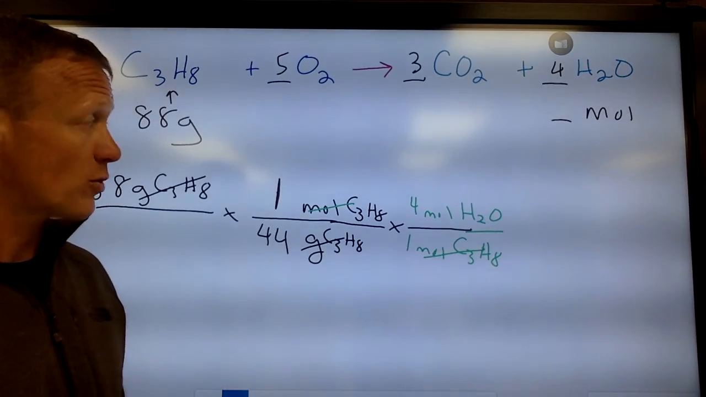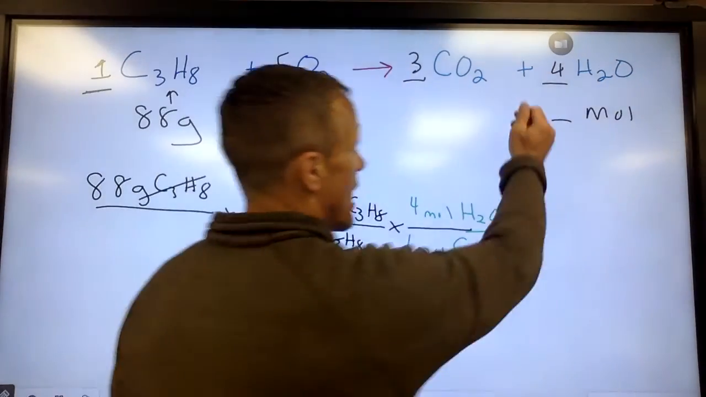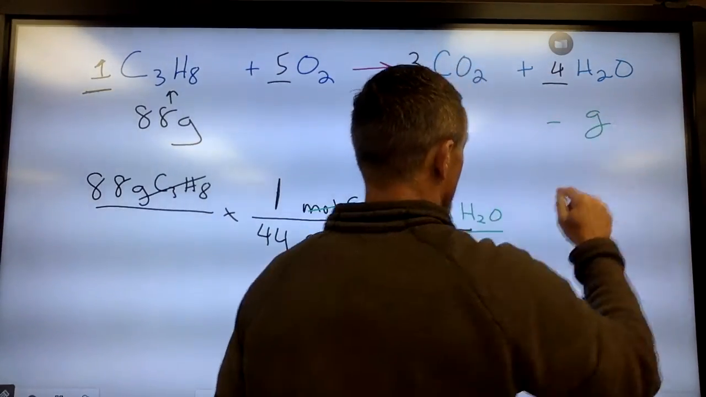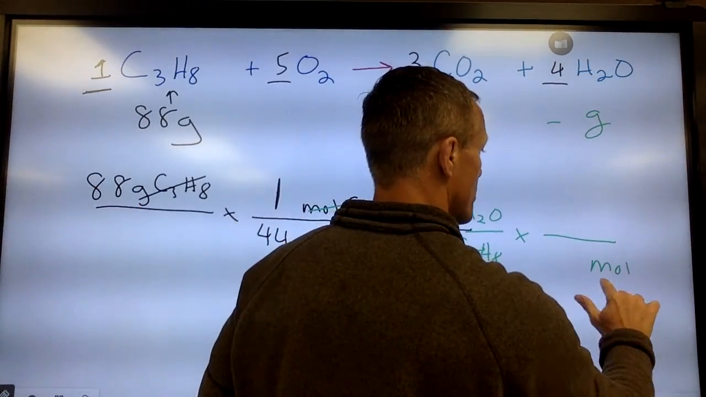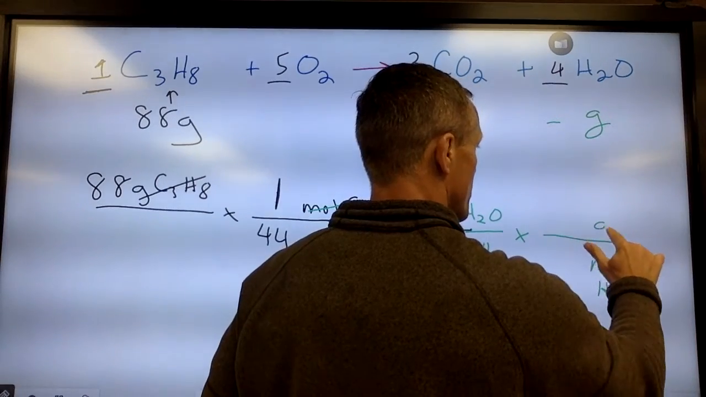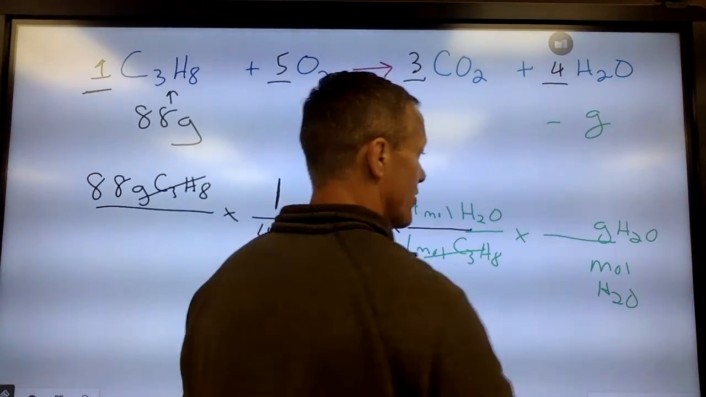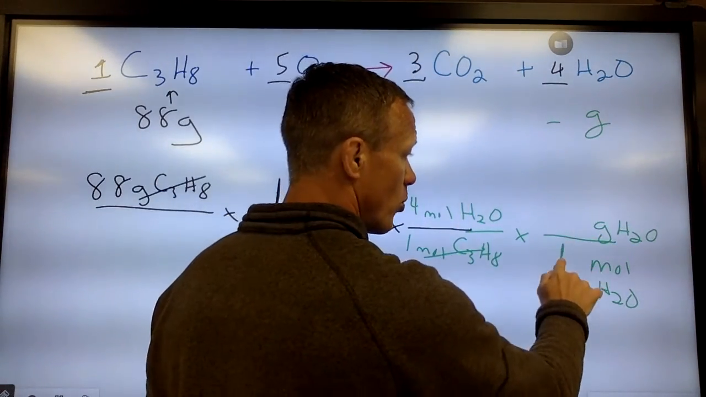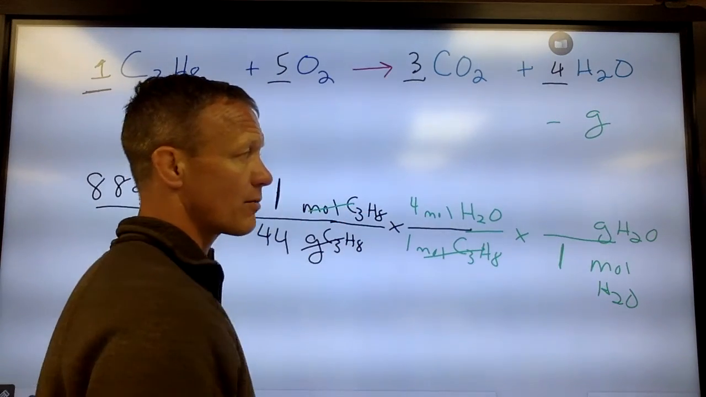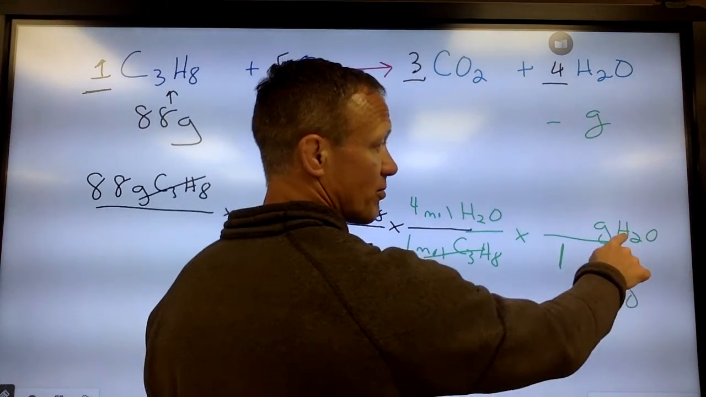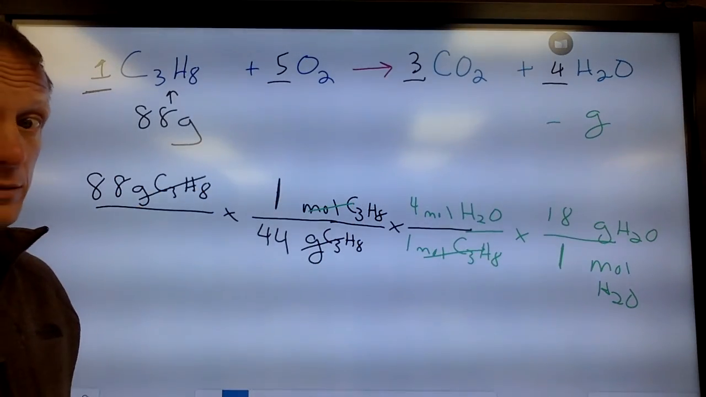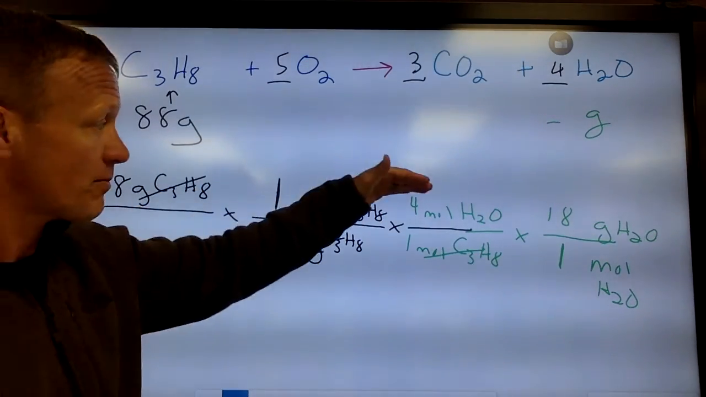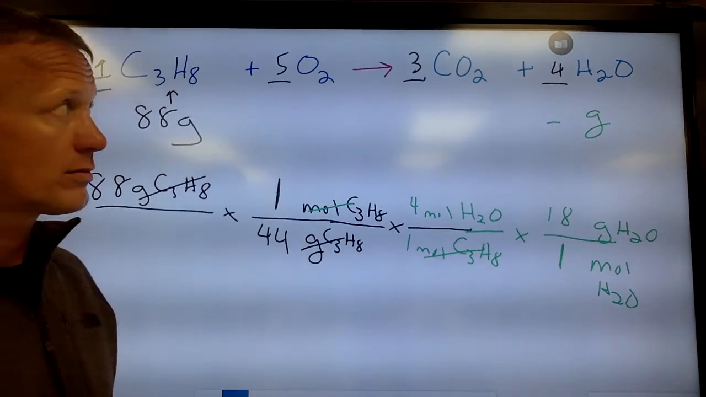Now, if it was asking for grams of water, now we should do another step. We're at moles of water, so we just go moles of water to grams of water. And in this case, we don't put a 4 right here. We just say, what does 1 mole of water weigh in grams? So add up 16 for oxygen plus 2 for hydrogen, 18 grams. Multiply across the top, divide by the bottom.